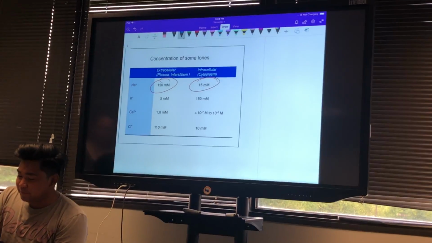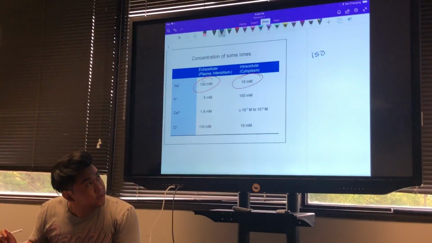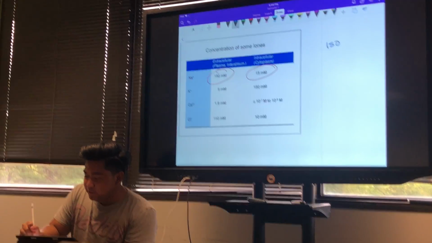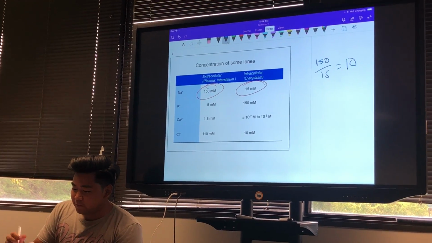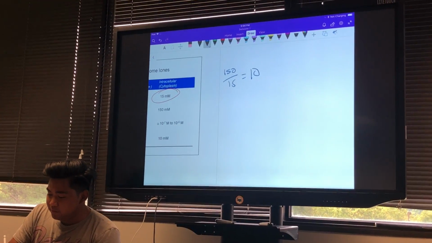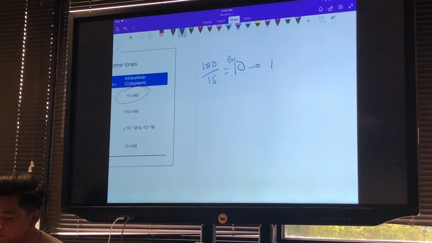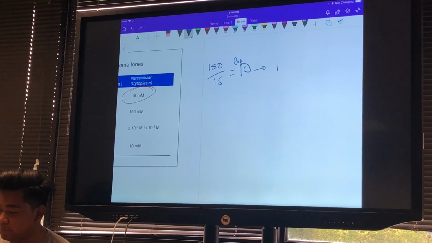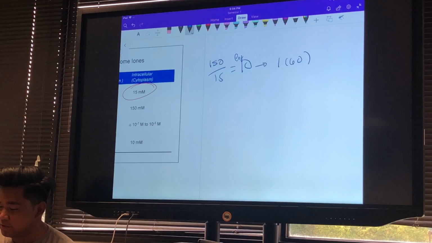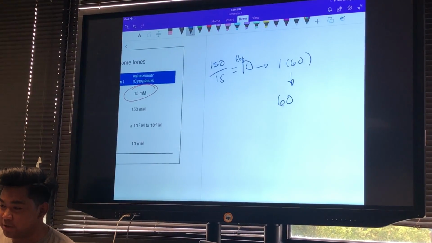What you do is you just divide 150 over 15 and you get 10. Then you just get the log of 10, and that's 1. Then you just multiply that by 60, so then you get 60. So now you just determine the charge.